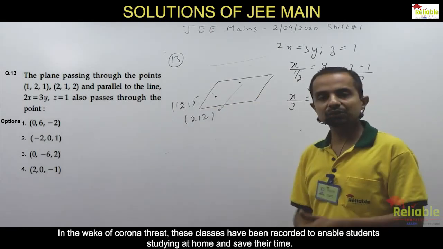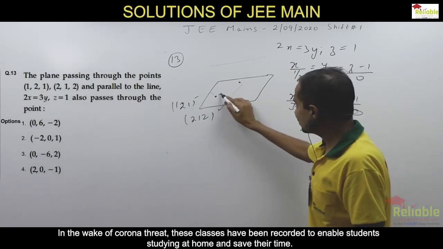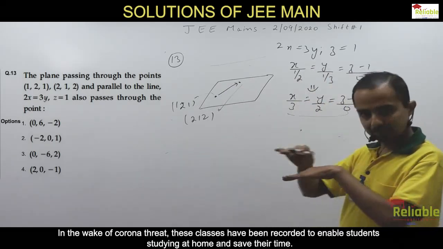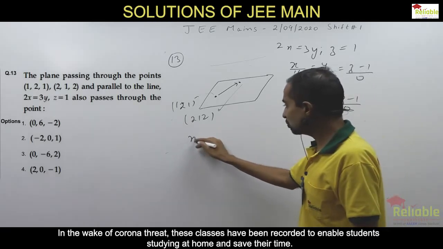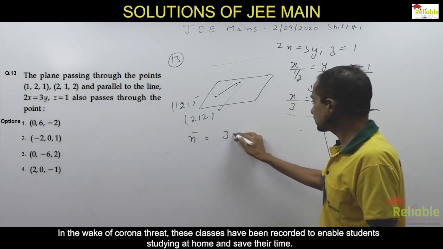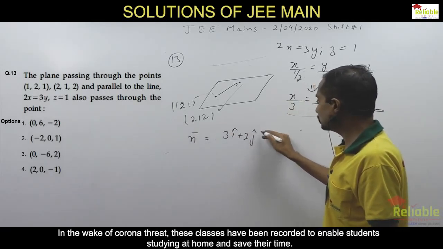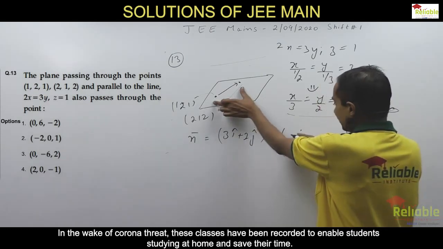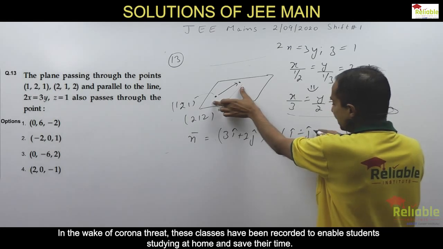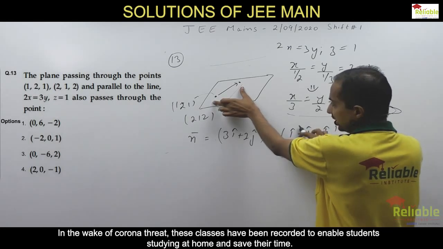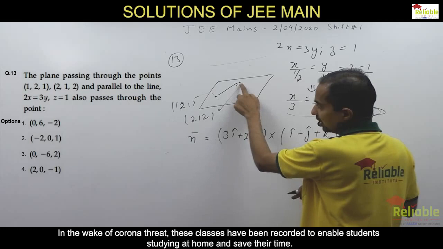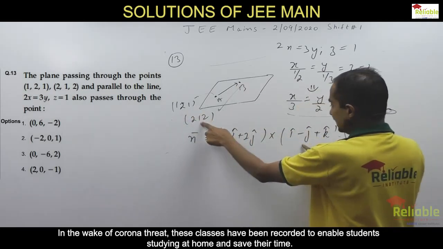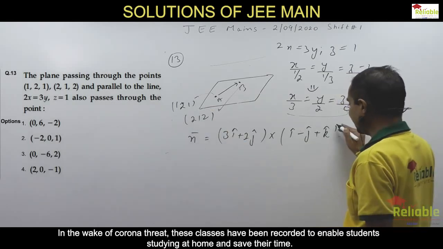So we can find the equation of the normal, right? This vector is lying in the plane and this vector is parallel to the plane. So what is going to be the normal vector? The normal vector is going to be 3i cap plus 2j cap plus 0k cap cross this vector. And this vector is i cap minus j cap plus k cap. I have essentially subtracted these 2 points, right? So i cap minus j cap plus k cap.